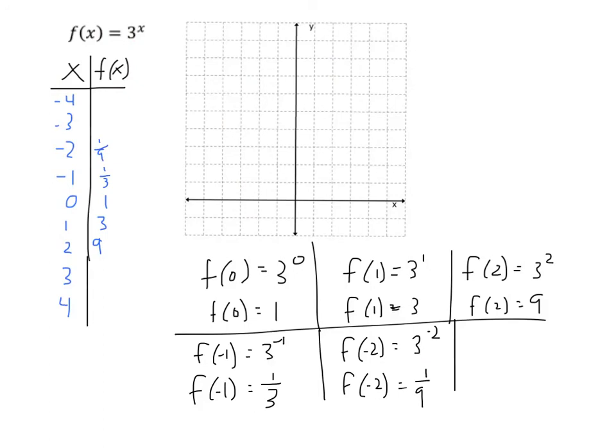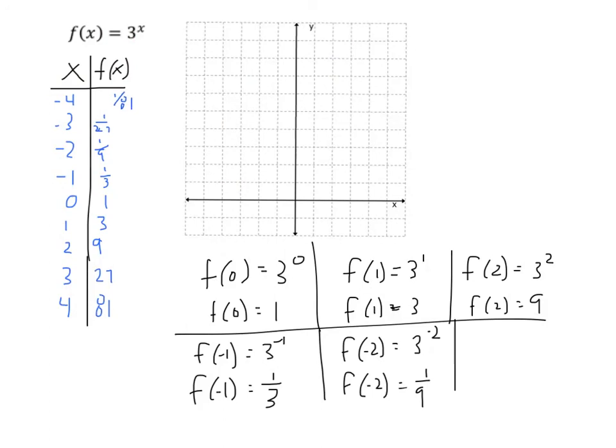All right, I think I've done enough. I would like you to finish. Go ahead and figure out the outputs for inputs of 3 and 4, and inputs of -3 and -4. Please pause and finish the input-output table. Okay, you should have been able to do that pretty easily. When you input 3, you get an output of 27. When you input 4, you get 81. When you input -3, you get 1/27. And when you input -4, you get 1/81.